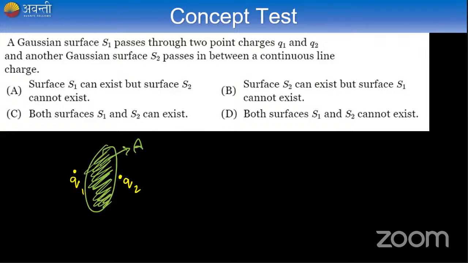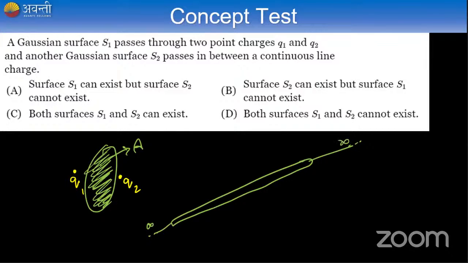And we have one more, say, infinitely charged conductor. Between this, we considered a surface S2, a surface like this which passes through it. Okay, I can draw it like this. Now, which of these was the Gaussian surface? This was the question asked.